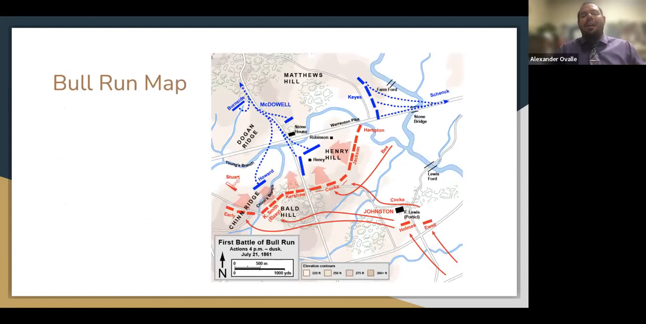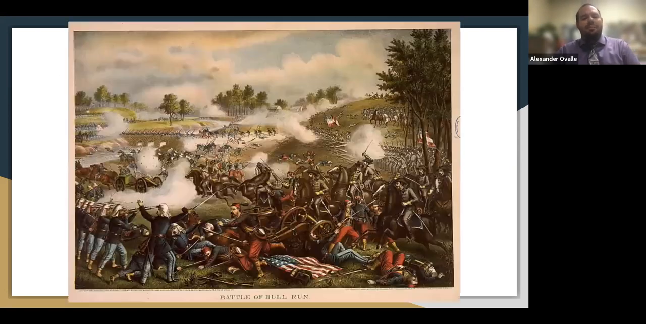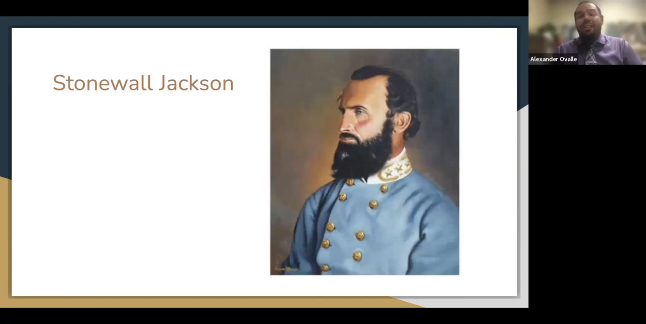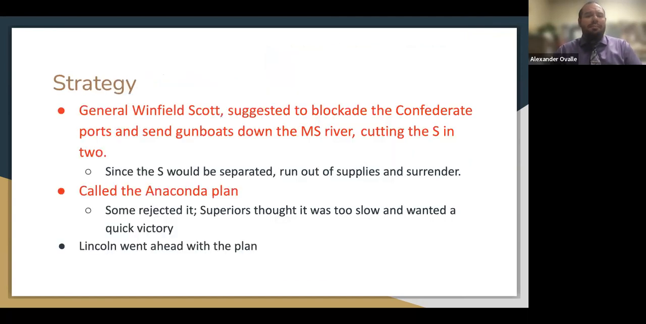So here's a map of the battle. You know, we love some maps in history. Here's a painting. Here's Stonewall Jackson. Nice beard.